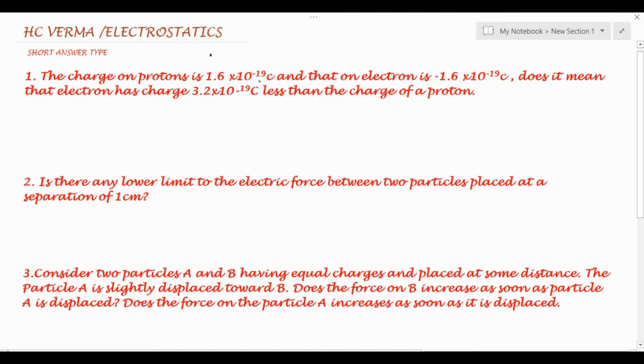First question: the charge on a proton is 1.6 × 10^-19 coulomb, and that of the electron is -1.6 × 10^-19 coulomb. Does it mean that the electron has charge 3.2 × 10^-19 coulomb less than that of the proton? No. Because electron and proton have equal and opposite charges, but it doesn't mean that the electron has 3.2 × 10^-19 coulomb less than the proton.